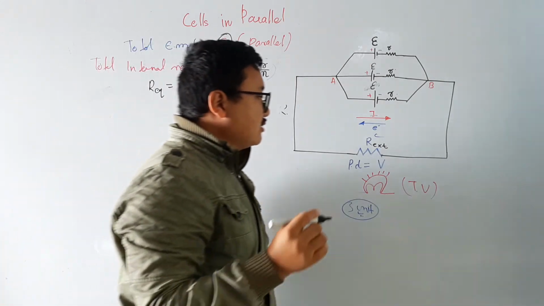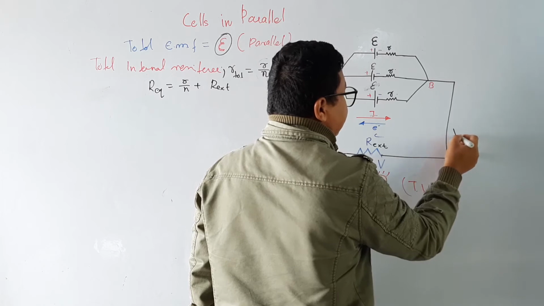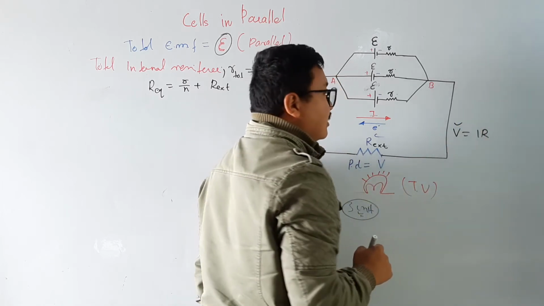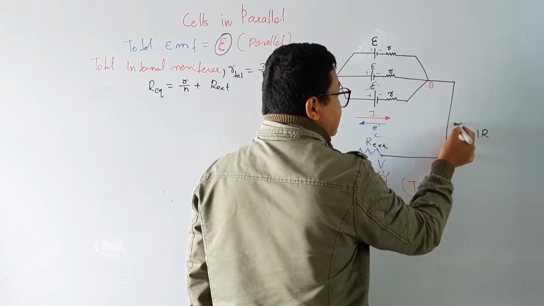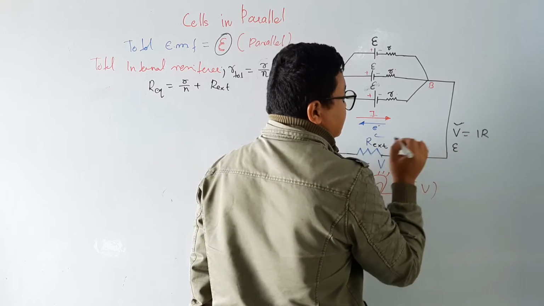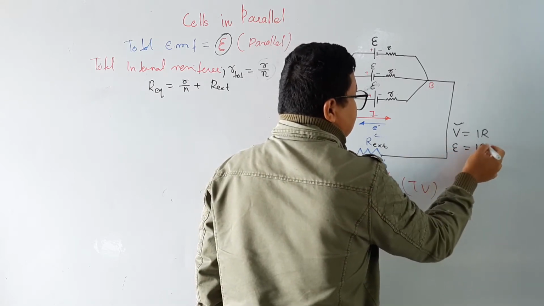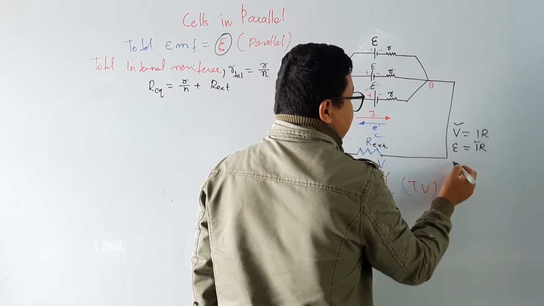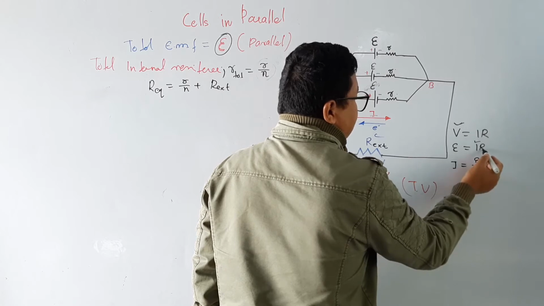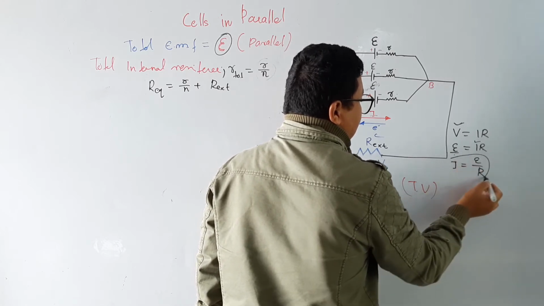Everything is done. Now let us find the current, and we know that V is equal to IR. And what is V? The potential difference. And what is E? EMF, which is also a potential difference. So instead of V, I can write E is equal to I into R. And how much will be the I? Then I is equal to E divided by R. You bring this R downward here, you get I. So I got the value of I.